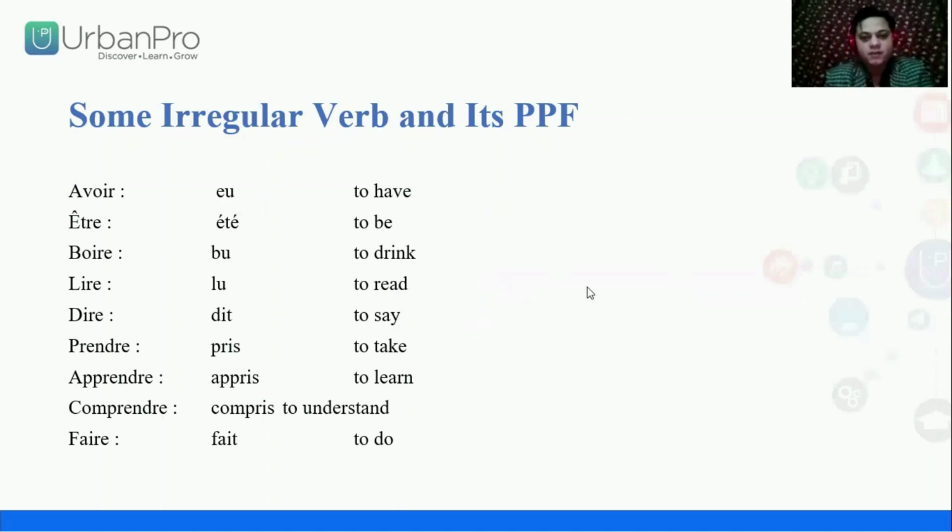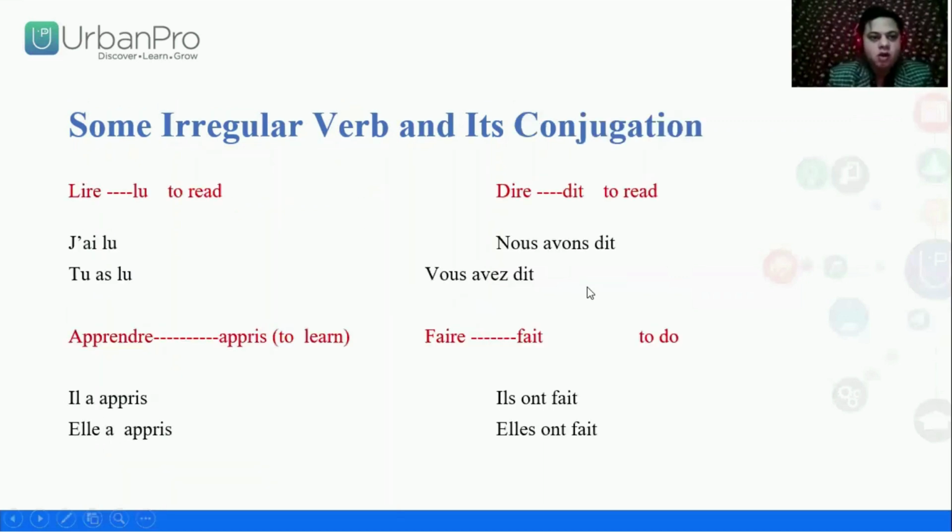So in this way we can do the passé composé very easily, and some more irregular verbs like lire. You can see here lire, to read. Lu, I have told you. J'ai lu, tu as lu. Dire, dit, I have already told you. Apprendre means to learn. The PPF is appris, like comprendre. Comprendre PPF is compris. Apprendre PPF is appris. So il a appris or elle a appris. Faire means to do. So I have done it in the masculine plural form. Ils ont fait or elles ont fait.